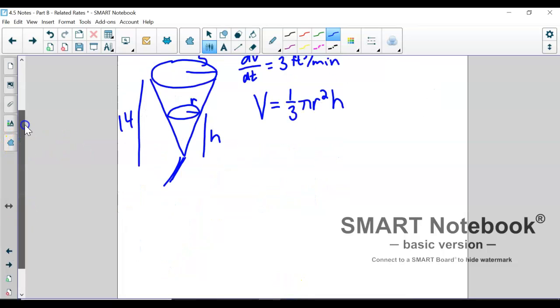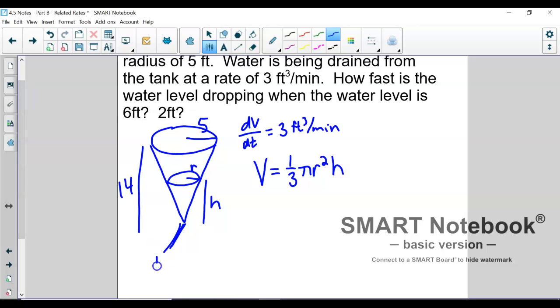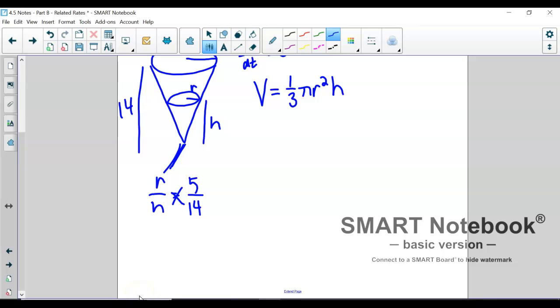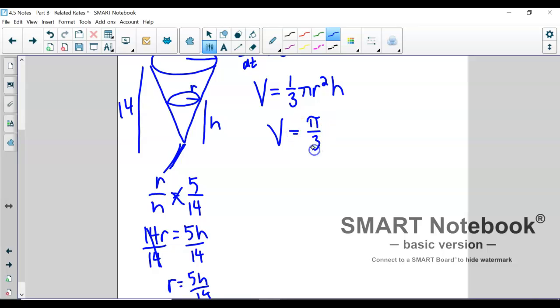So we're going to do like we did on the last problem and set up a proportion over here. I'm going to say the radius over the height is going to equal the radius of the big cone, which is 5, over the height of the big cone, which is 14. So you can cross multiply and you'll have 14r equals 5h. We want to solve for r because we want to replace it, so we're only dealing with the h in this problem. So we've got r equals 5h over 14, and we can plug that in over here.